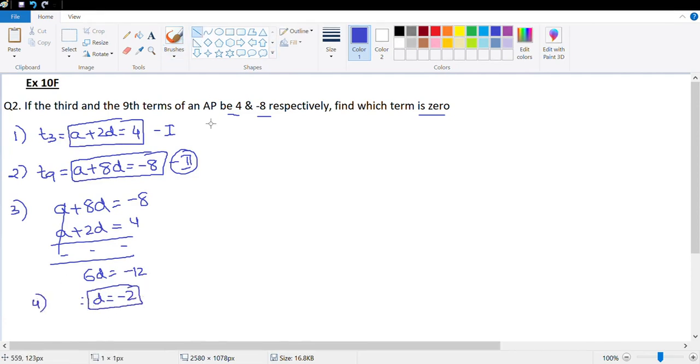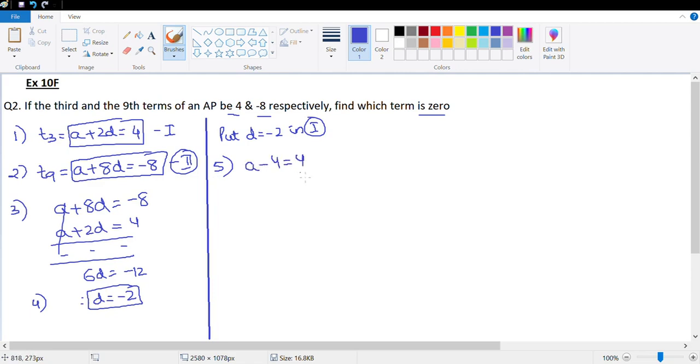Now let's put this in equation 1 and that will help us figure out the value of A. So put D is equal to negative 2 in equation 1 and what we get is A minus 4 is equal to 4. Therefore, A is equal to 8. So we've got the value of A, we've got the value of D. We need to figure out which term is 0.